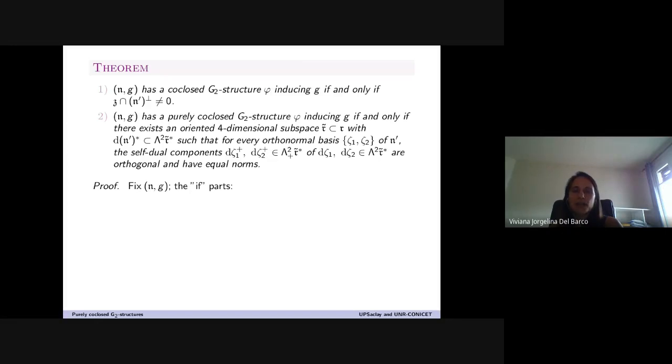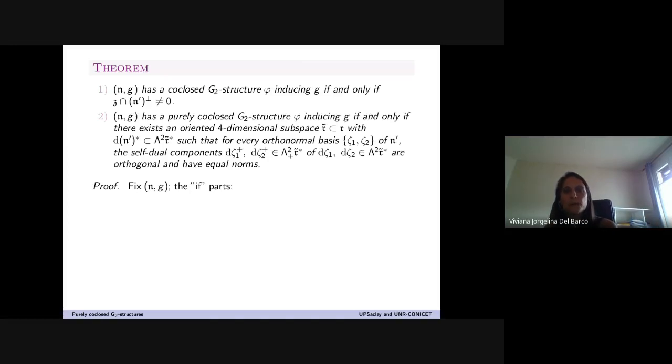And here I'm using the fact that if you have a 7-dimensional decomposable algebra, then you have a R factor in the middle. But, well, the second part is the most important, I guess. Well, both are important. The metric is going to be induced by a purely coclosed G2 structure if and only if there is a 4-dimensional subspace R tilde such that the differentials of n prime are contained in lambda 2 of R tilde. This is going to say that the algebra is decomposable. And for every orthonormal basis of n prime star, the dual, the self-dual components are orthogonal and have equal norm. Okay, so this condition is expressed in the previous condition on the matrix on the system I said before.